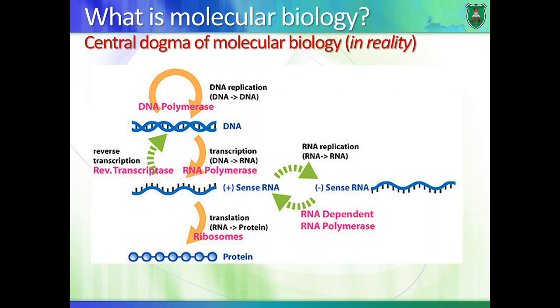Like the coronavirus, for example, this is an RNA virus. Its genome or its chromosome is actually an RNA molecule, not a DNA molecule. Also, the genome of the HIV virus is also an RNA molecule. These viruses are known as retroviruses.